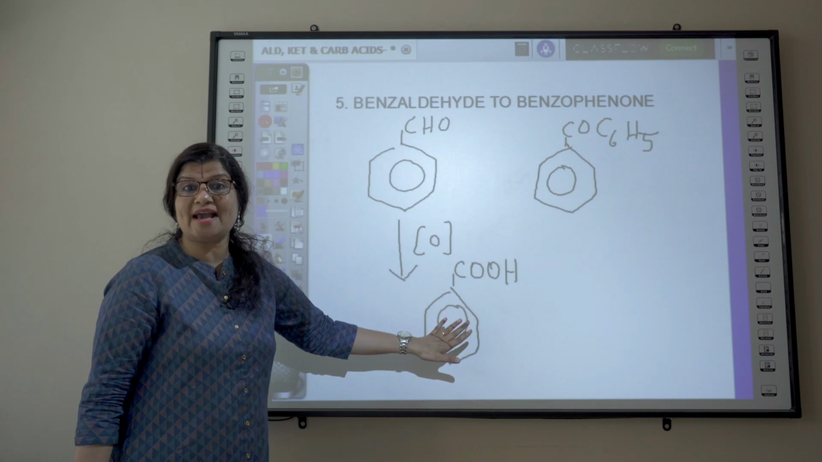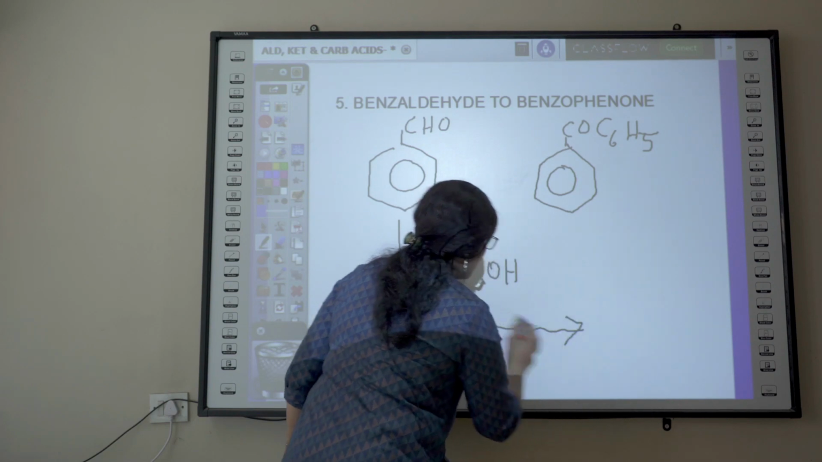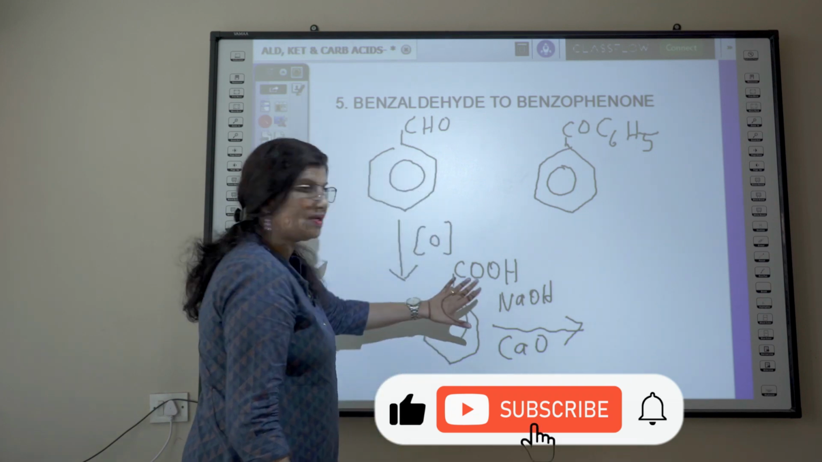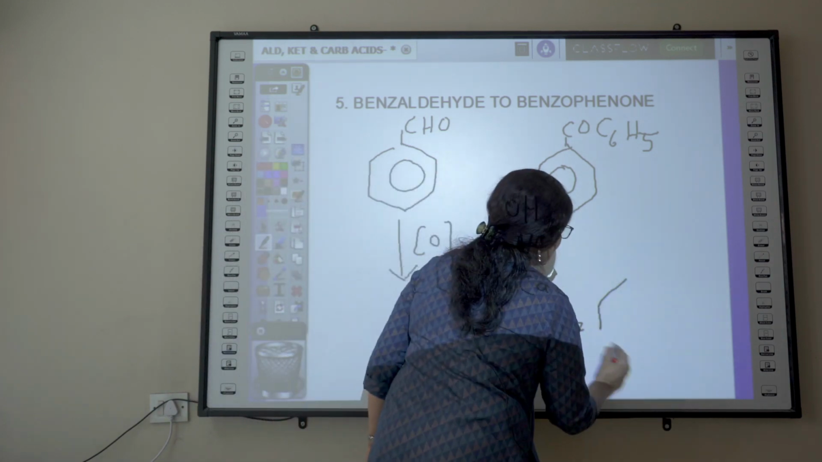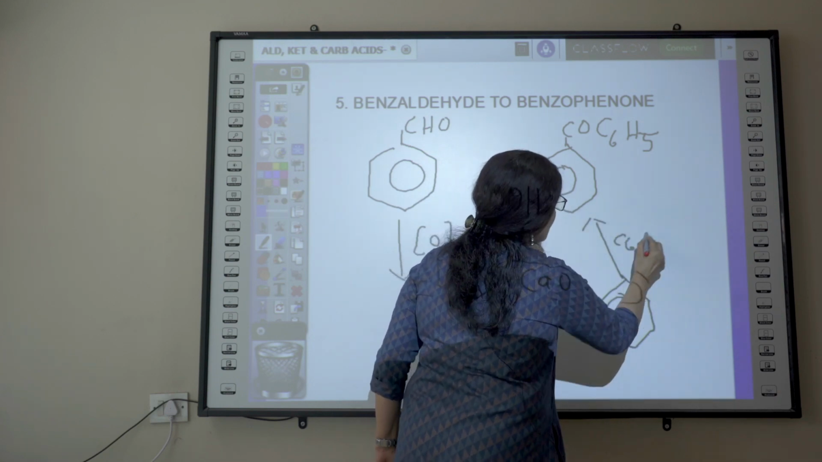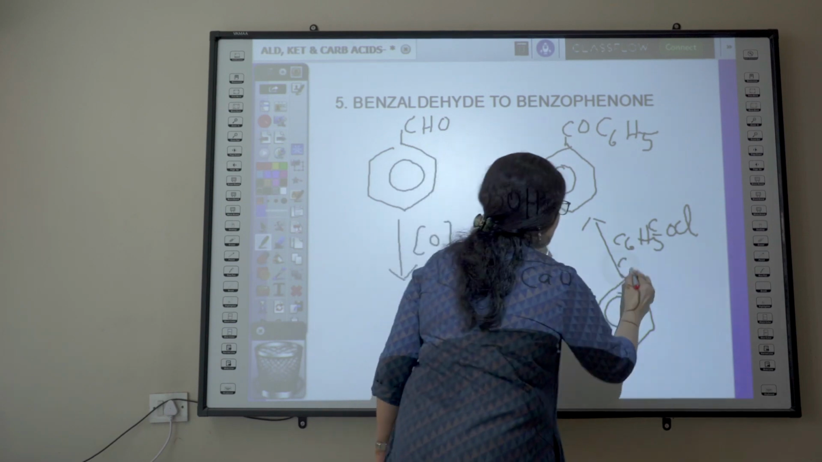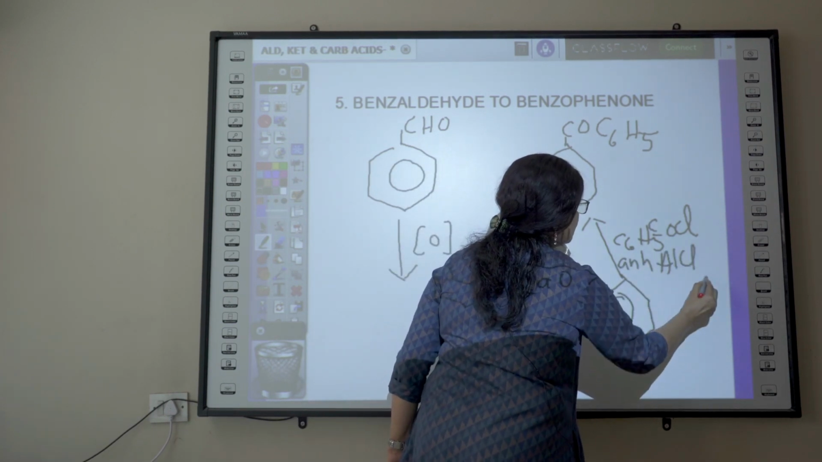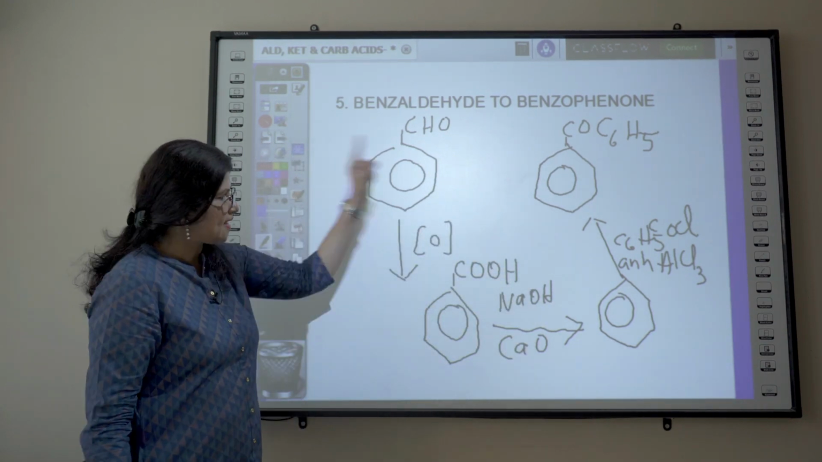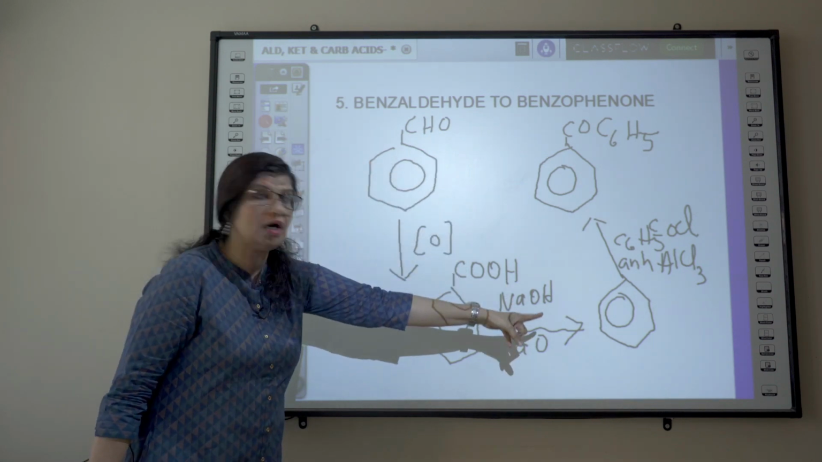You can subject benzoic acid to decarboxylation with soda lime. So heat benzoic acid with NaOH and calcium oxide, right? You will get Na2CO3 plus benzene. Now this benzene, on reaction with benzoyl chloride, C6H5COCl, in the presence of anhydrous aluminium chloride, you will get benzophenone, right? So these are the various steps involved in the conversion of benzaldehyde to benzophenone through benzene.